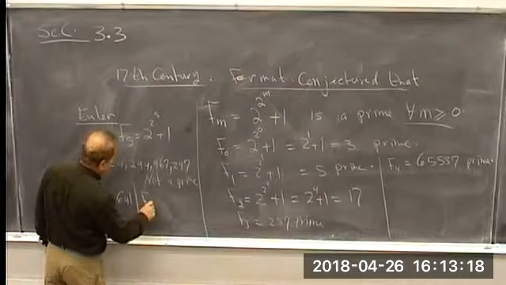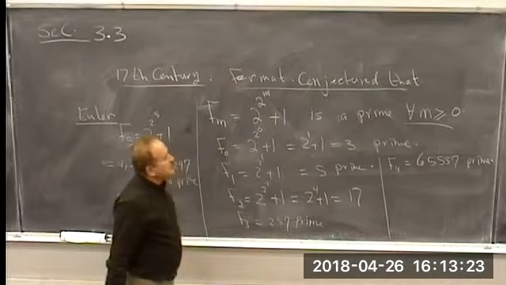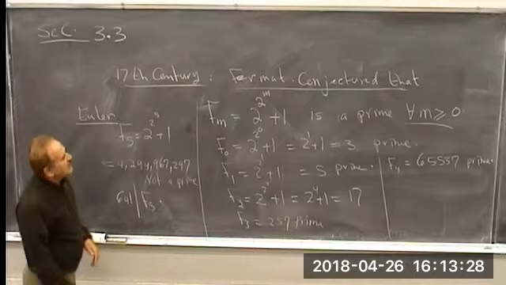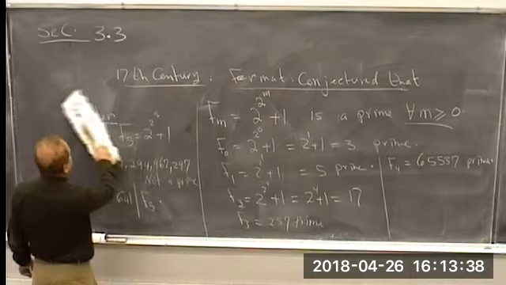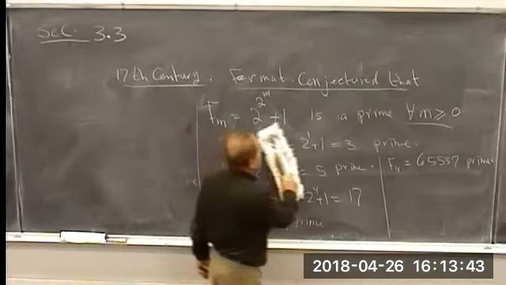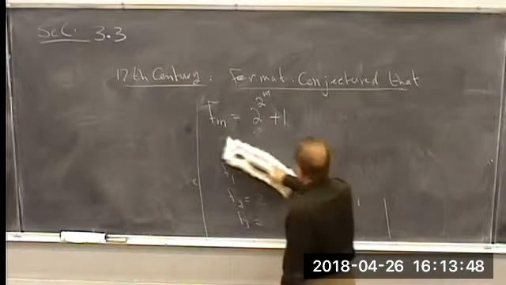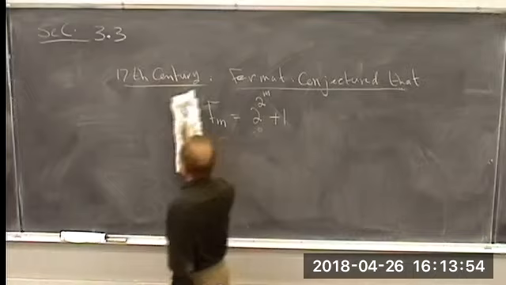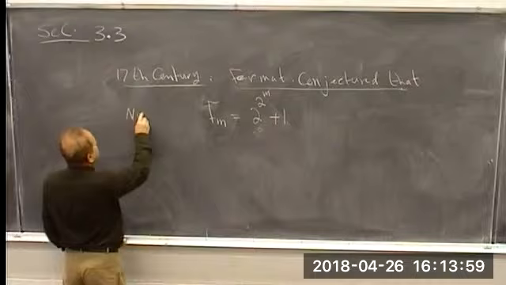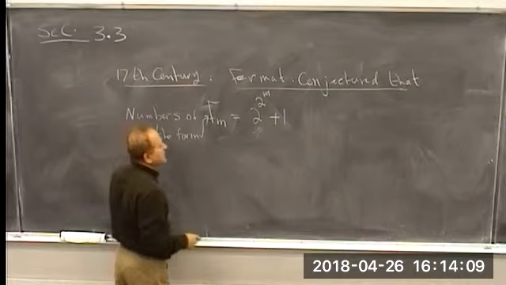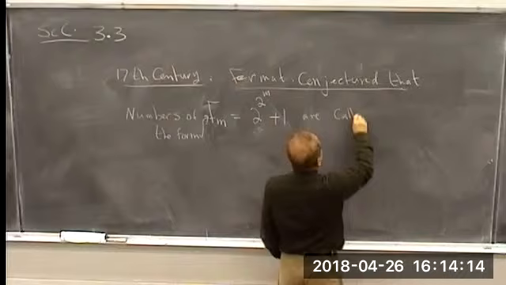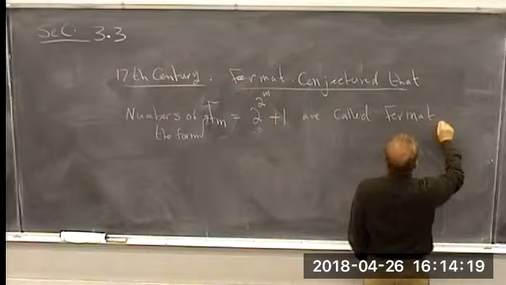And then Fermat's conjecture, or Fermat's statement, that this generates just the prime numbers is an incorrect statement. All right? Now, these numbers become very, very important. Nowadays, numbers of this form are called Fermat numbers, okay? So, numbers of this form here are called Fermat numbers.